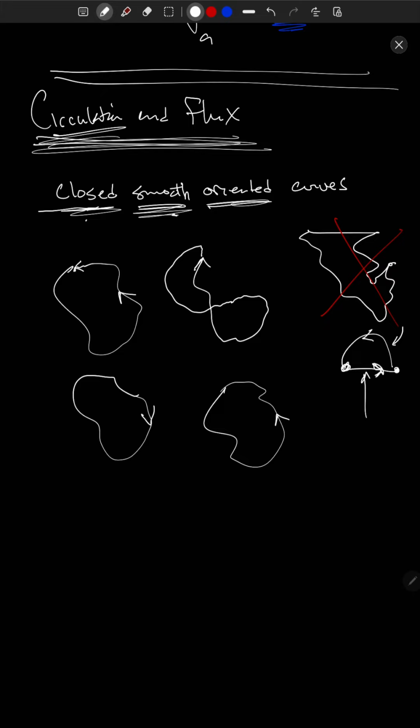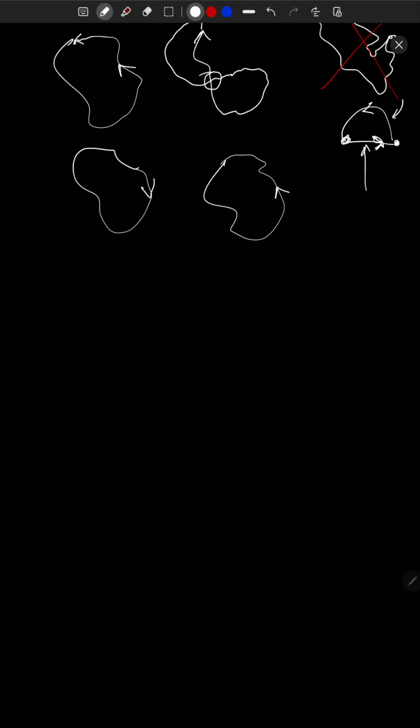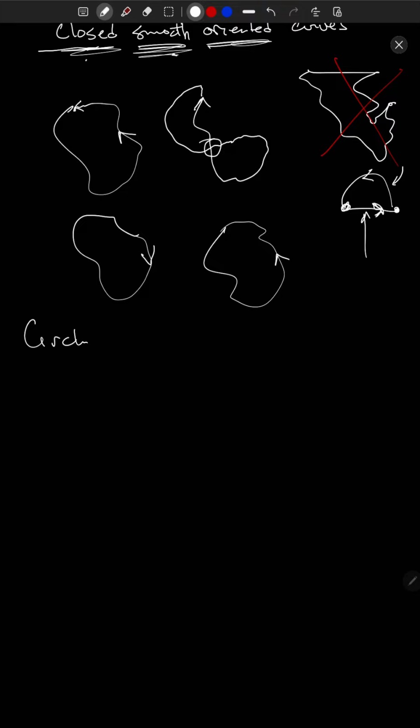And again, for circulation, the curve can intersect itself for now, but not for the flux. But we'll talk about that when we get there. Okay, so what is circulation? So luckily for us, super simple. Circulation of F along C. Let me just draw a picture.